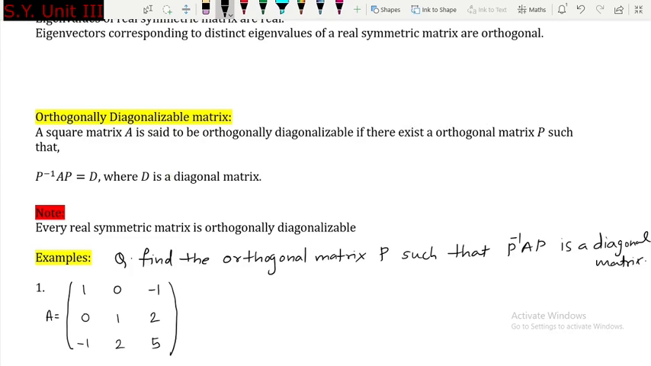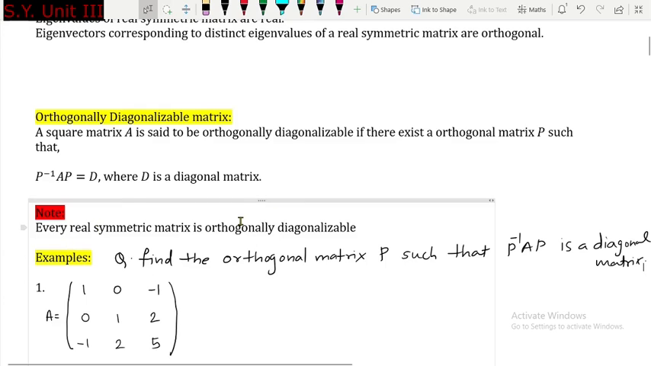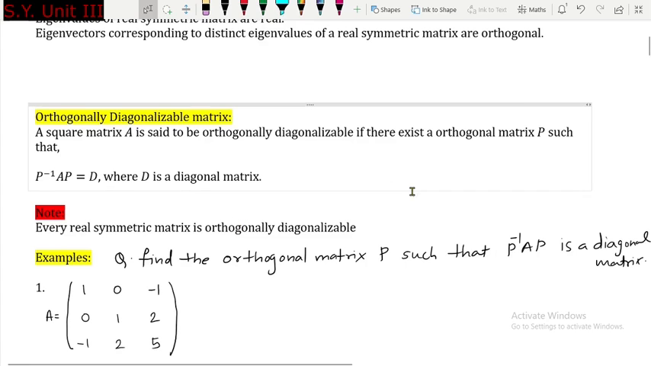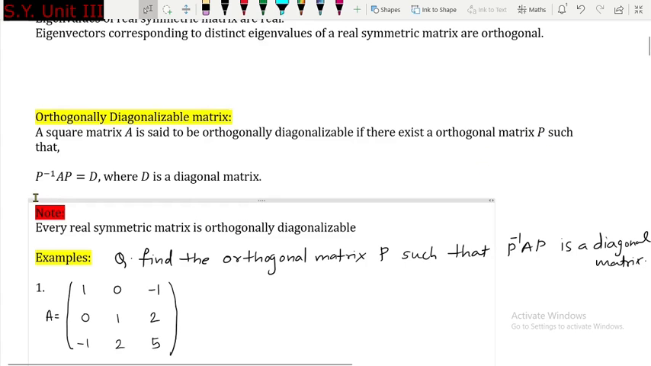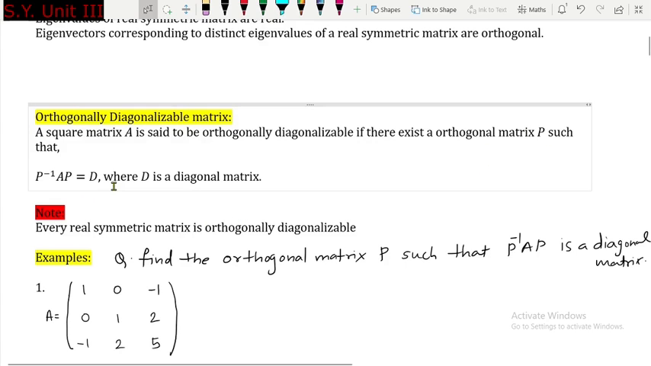Just focus on this note, very important. Whenever you talk about a real symmetric matrix, it is always orthogonally diagonalizable. It means you will be able to find an orthogonal matrix P such that P inverse AP will be equal to a diagonal matrix.